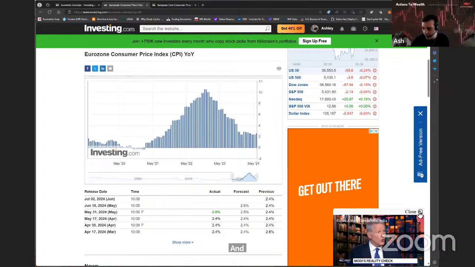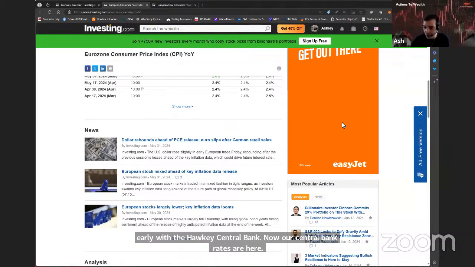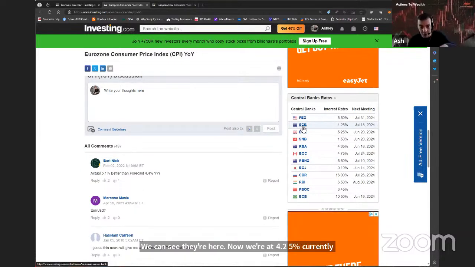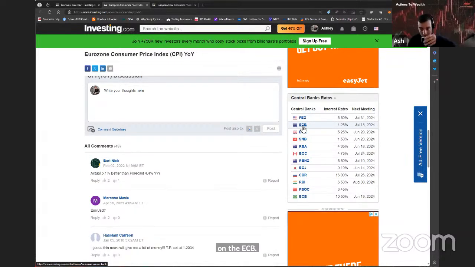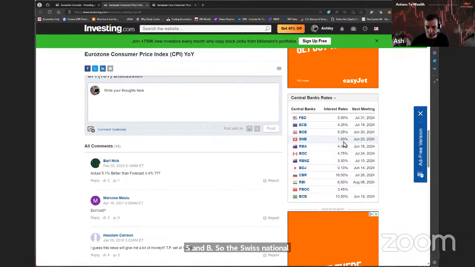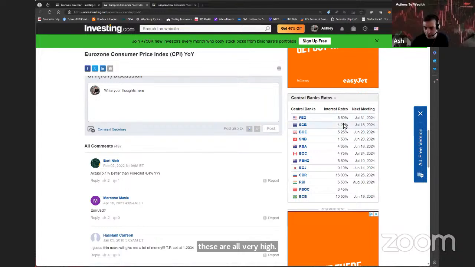And the euro would be one of the considerations to go early with a hawkish central bank. Now, our central bank rates are here. We're at 4.25% currently on the ECB, which is a high interest rate. SNB, the Swiss National Bank, 1.5% is quite high as well. And if we bring our attention to the BOE, 5.25%. So these are all very high.